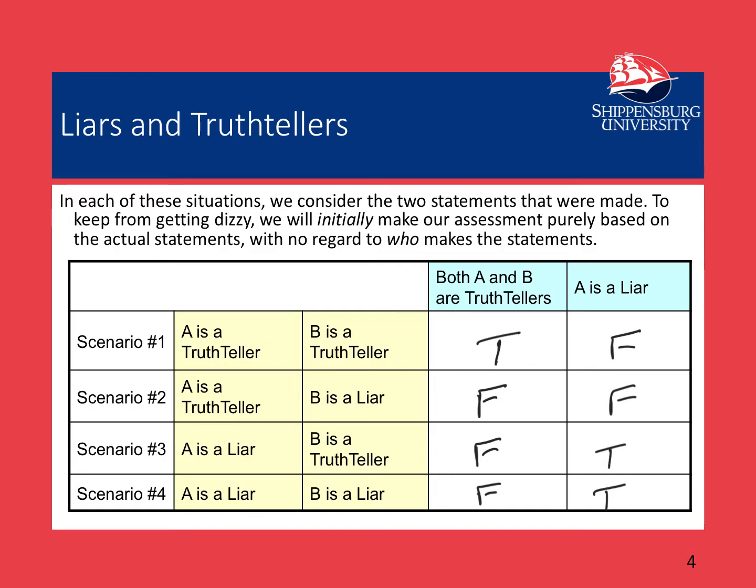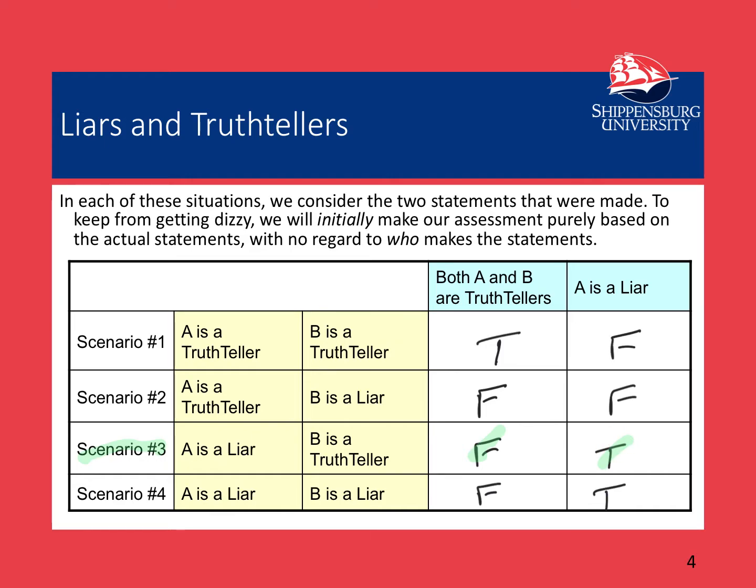So this does help us solve the puzzle, because what we're looking for to solve the puzzle is a consistency between the truth value of what was said and the truthfulness of the person. So you'll notice that only in scenario 3 is it the case that A is a liar, and the statement that A said, which is this statement, was false, and B is a truth teller, and the statement that B said is true.